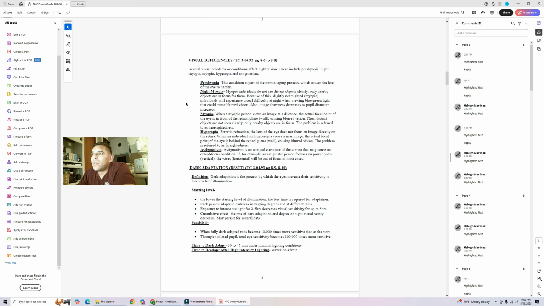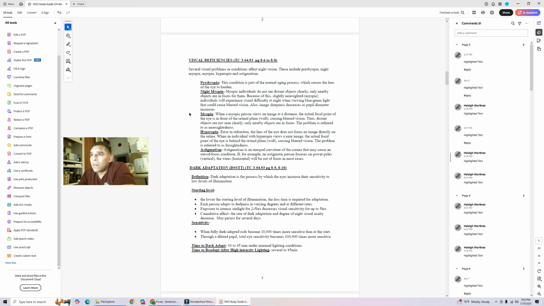Night myopia. Myopic individuals do not see distant objects clearly. Only nearby objects are in focus for them. Because of this, slightly nearsighted myopic individuals will experience visual difficulty at night when viewing blue-green light that could cause blurred vision. Also, image sharpness decreases and pupil diameter increases. So, if you're nearsighted, the blue-green light will affect you.